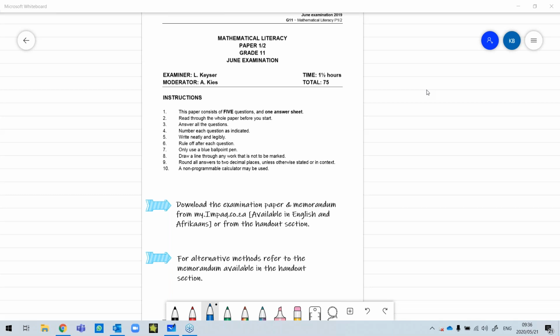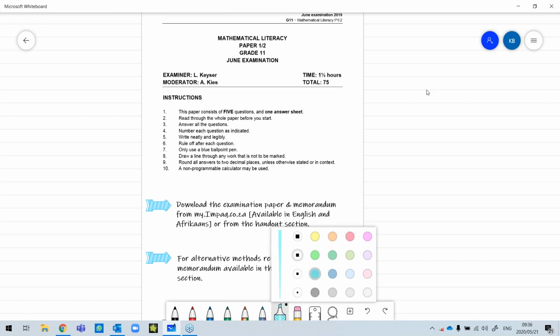Now for today, we are going to be covering a Mathematical Literacy Paper 1, and it's a June examination from 2019. As you will all see, this paper has a time allocation of an hour and a half, and it's counting 75 marks. Please be aware, we only have an hour at our availability. So some questions, I am going to rush a little bit quicker through in order for us to still cover the entire paper as much as we can during this session.